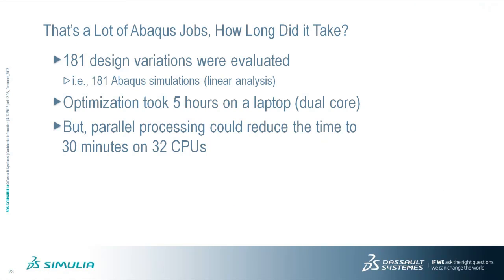Okay, so that's a lot of simulation jobs. 181 different designs were evaluated. So that's 181 Abaqus simulations. In this case, they were linear analysis simulations. So this actual optimization took 5 hours on my dual-core laptop. But the nice thing about Isight is it's set up to handle multiple processors. So we could use parallel processing and reduce this 5-hour runtime down to 30 minutes if we expanded it to 32 CPUs. So yes, optimization takes a long time, but we can take advantage of computer resources to make it a very reasonable amount of wall clock time.